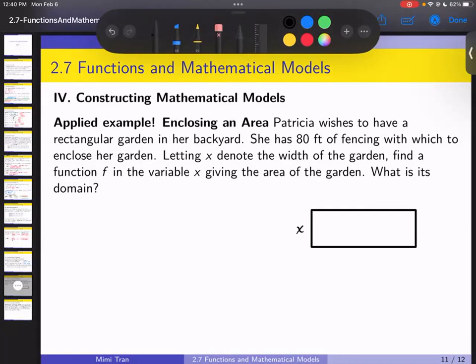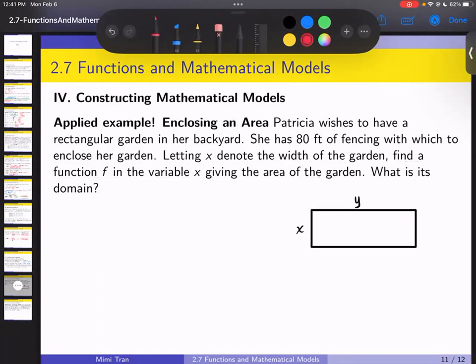So let's denote the width as x, and then y will be the length. Find the function f in the variable x giving the area of the garden. Don't worry about the domain. The last question we'll talk about later. But our main thing right now is you want to find the function f in terms of x that represents the area. That will be your interest function, right? Because you're interested in the area.